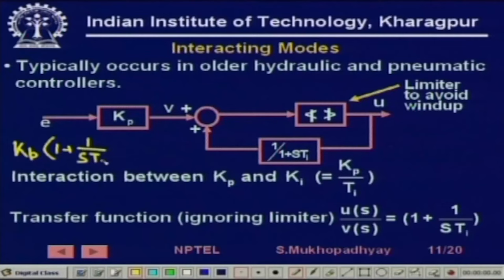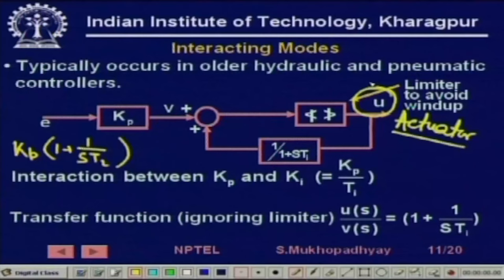Now let us look at the role of the limiter, which is also used in this structure to avoid integral windup. So you see that if U goes too high, this is actually going to the actuator, this is the controller output which is going to the actuator. So if this U goes very high, then what is going to happen is that this limiter, which is inside the controller itself, is going to limit this. So this U will become constant.